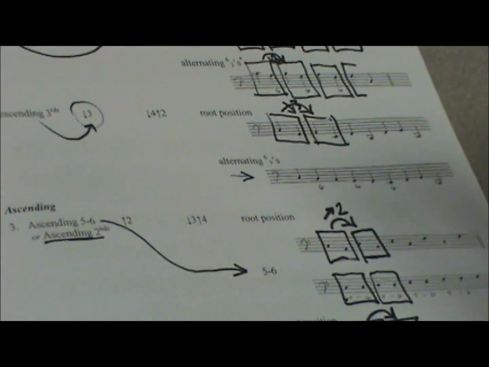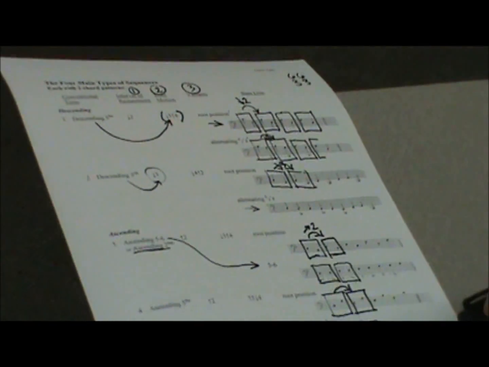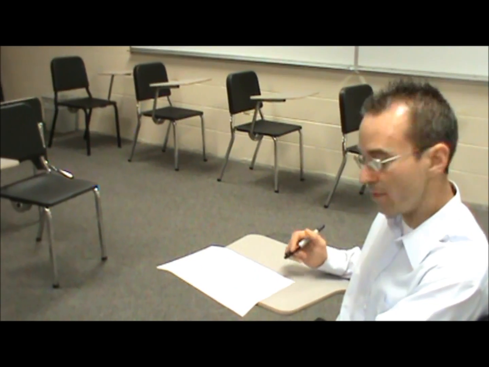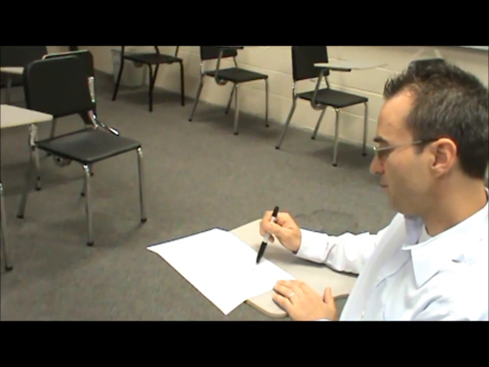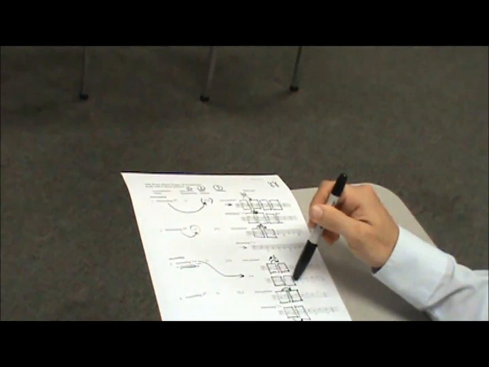Okay, now let's go back to our theme here, which is you can use the bass line to identify the sequence. Let's say you heard all steps, only steps, all the time in the bass. Now we're assuming that we heard it ascending in the first place. So first thing is you hear that it's ascending, but then you hear that it's all steps all the time. There's only one that does that, and that's the ascending seconds, the 5-6 variant.